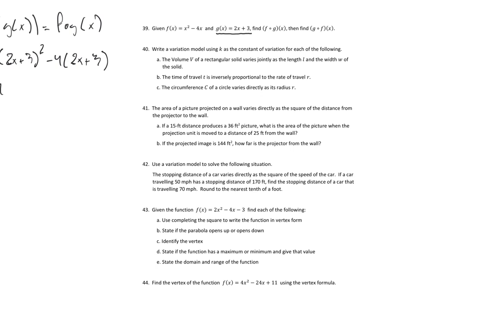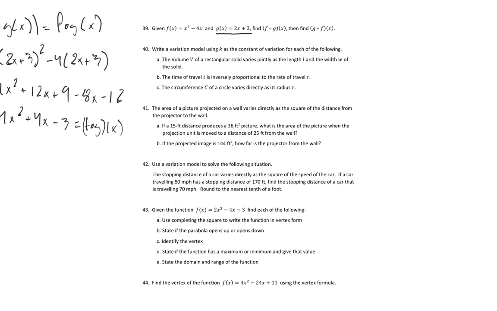So if we FOIL that, 2x plus 3 squared should be 4x squared plus 12x plus 9, I think. Then minus 8x minus 12. So let's simplify that. So that will be 4x squared. 12x minus 8x, well, that should be 4x. 9 minus 12, and that will be negative 3. And that should be f composed of g of x. Right there.